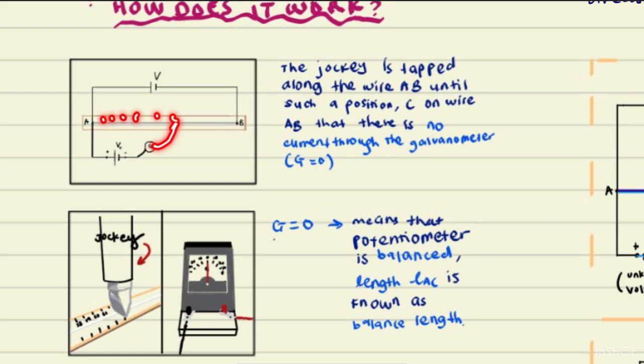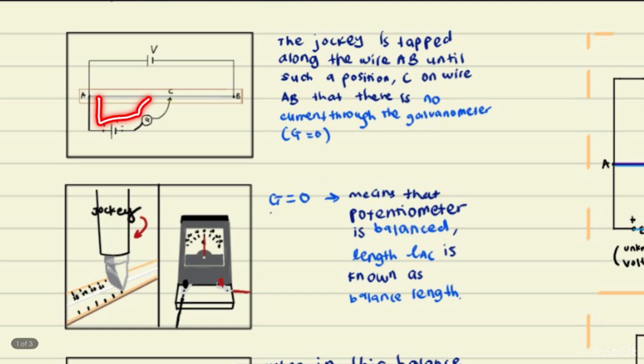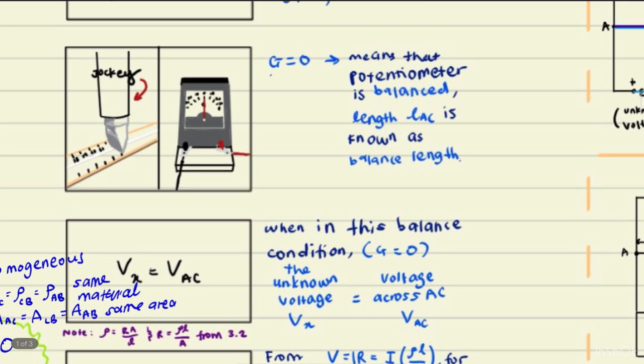Kamu tap along this wire sampailah dekat position sini, galvanometer sama dengan kosong. Maksudnya tiada current through the galvanometer. Sebenarnya kamu boleh tengok dari segi Kirchhoff, kenapa dia kosong. Okay, and then kalau G sama dengan kosong, maksudnya potentiometer is balance.